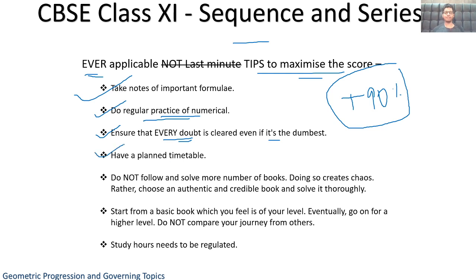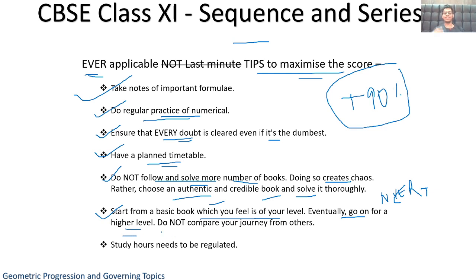Okay. Fourth is have a planned timetable. When you want to ace any particular topic, you need to have a planned timetable. Also, do not follow and solve too many books. Please, students, don't do so, because doing so would only create chaos. Rather, choose an authentic and credible book and solve it thoroughly. You can start with NCERT. It's one of the greatest books and available in the academic section. And you can start from a basic book which you feel is of your level and eventually go to a higher level. Okay.